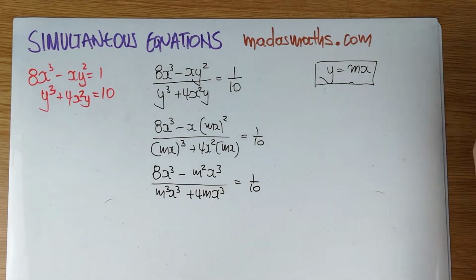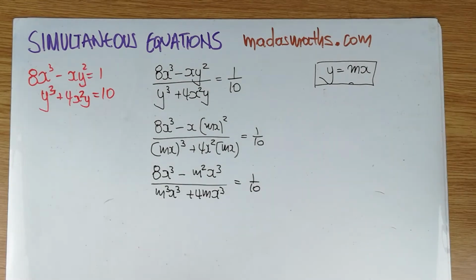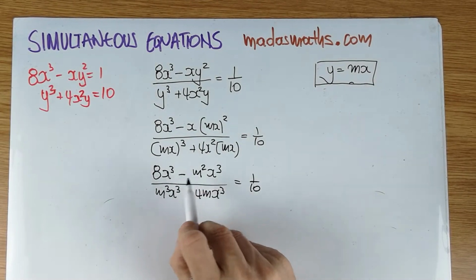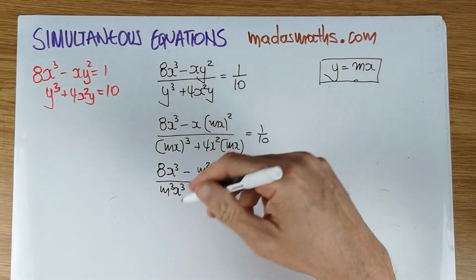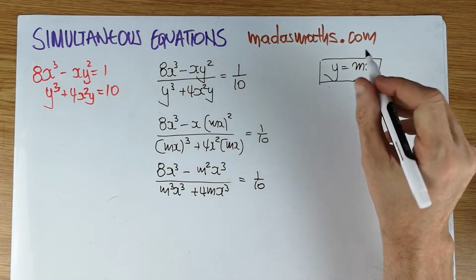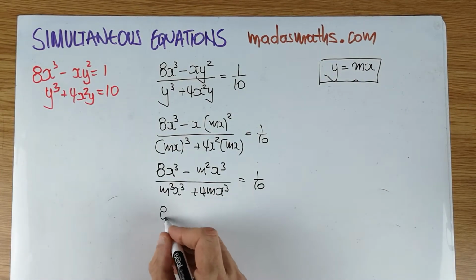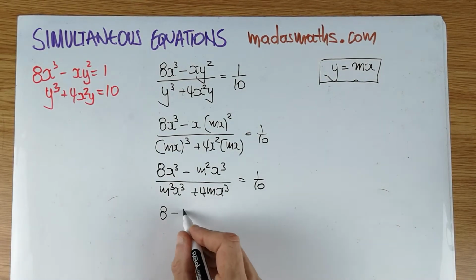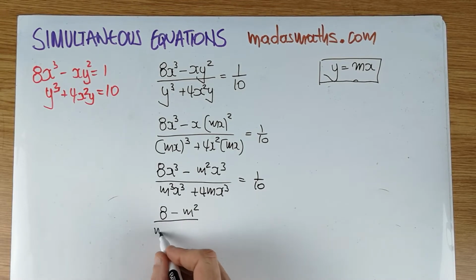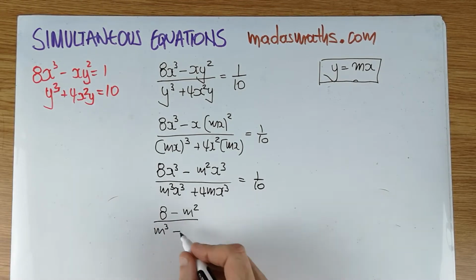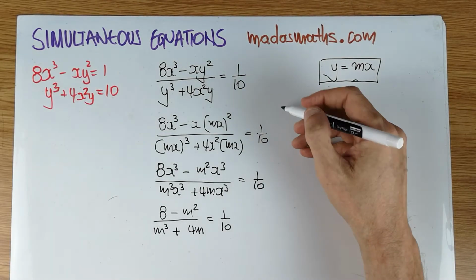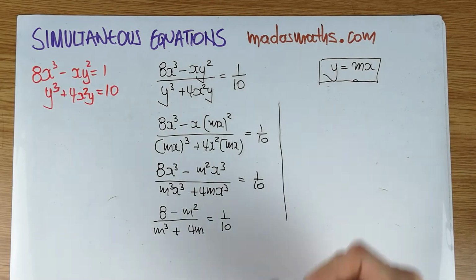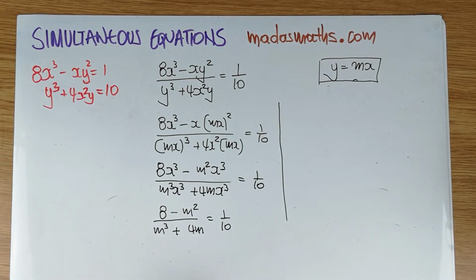And the thing to notice, and why this substitution works in fact, is because x cubed, x cubed, x cubed, x cubed. If we had done it the other way around, we'd have y cubed instead, so we'd be cancelling y cubes. So this reduces to 8 minus m squared over m cubed plus 4m is equal to 1/10. And now we have a single equation, a cubic in fact, but in a single variable, m.